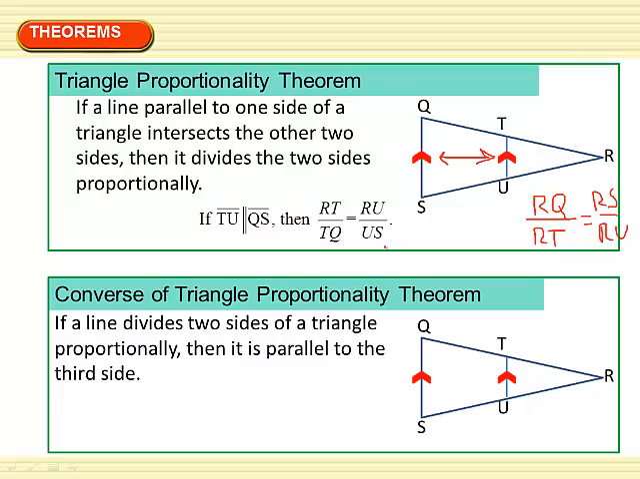Converse of the triangle proportionality theorem. If a line divides two sides of a triangle proportionally, then it's parallel to the third side. So how do we know that the triangle has these two parallel lines? If we take the values of RT divided by TQ and say they're equal to RU divided by US, and we find that those two ratios are equal, then we can state that the two lines are parallel because the proportion is true.